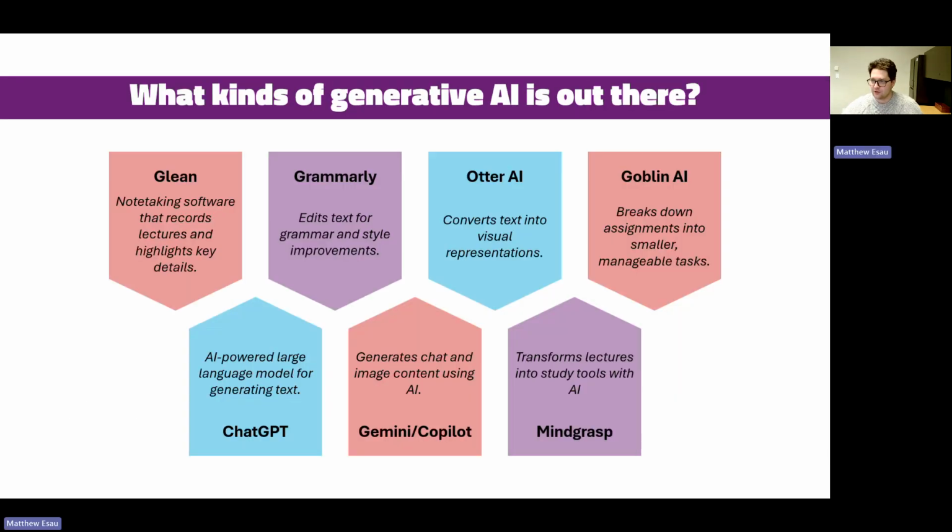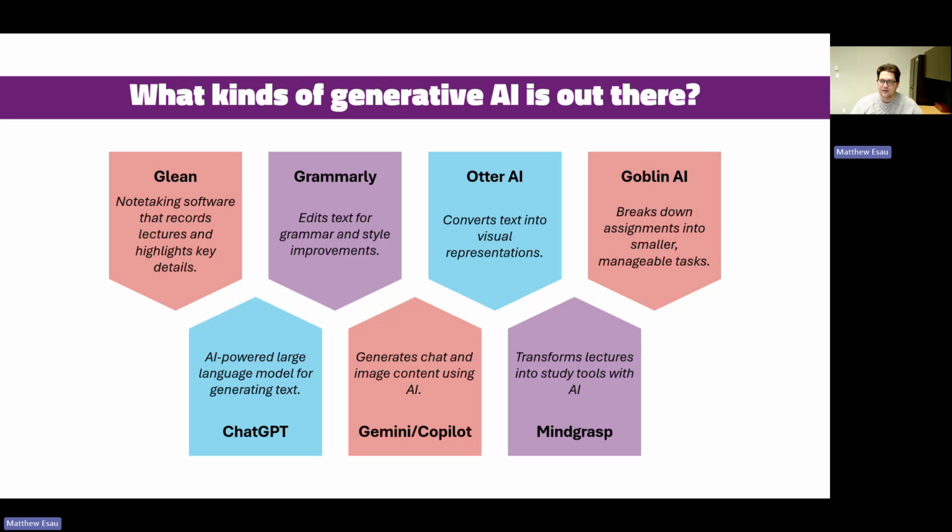So, what kinds of generative AI tools are out there? There's a whole bunch of stuff. It's a little less wild, wild west than it was in the first year, a couple years ago. But there's still lots of options that have pros and cons, let's say.